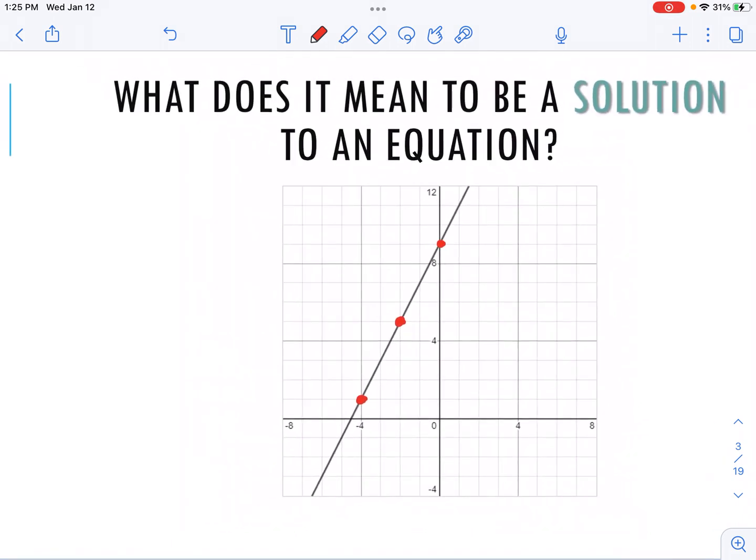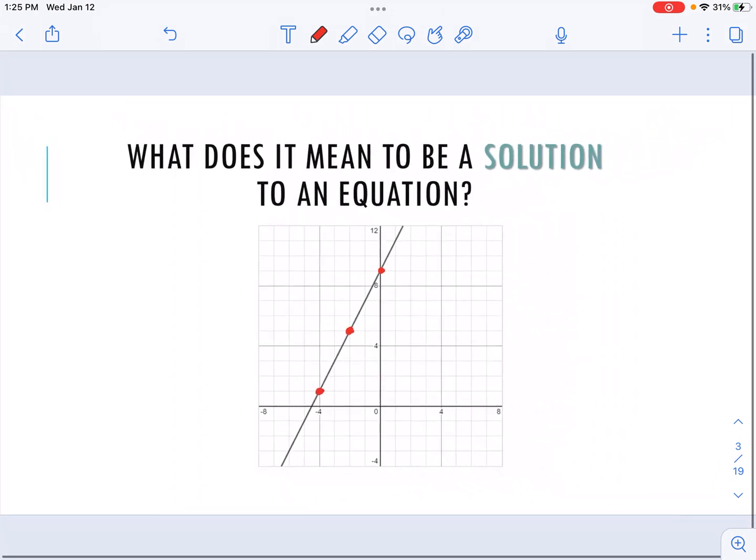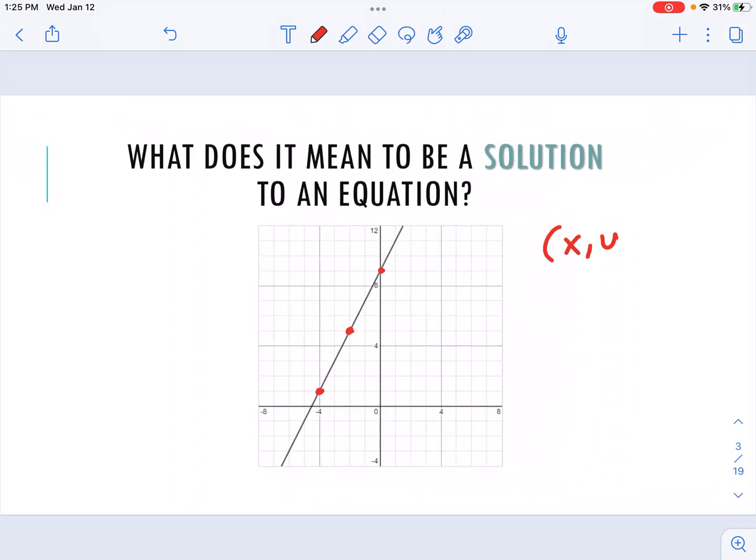But when we talk about solutions to an equation, we're looking at points, x and y, that will satisfy that equation. There's two ways to think about this. Visually, it's points that show up on the line. Mathematically, it's the x and y value that satisfies the function rule or the equation.